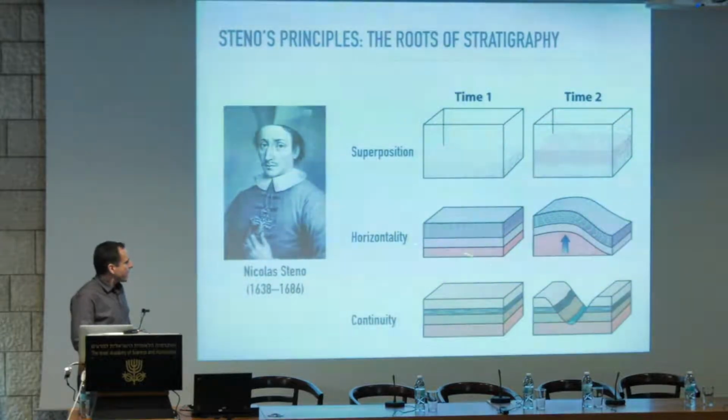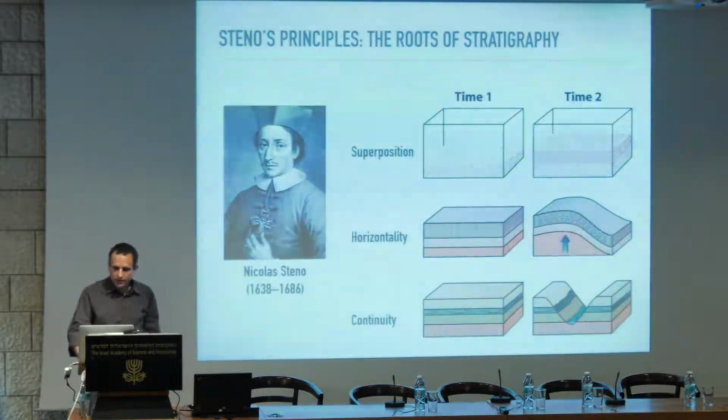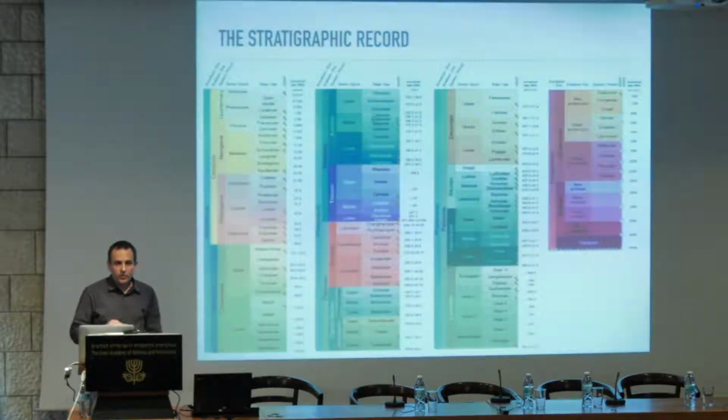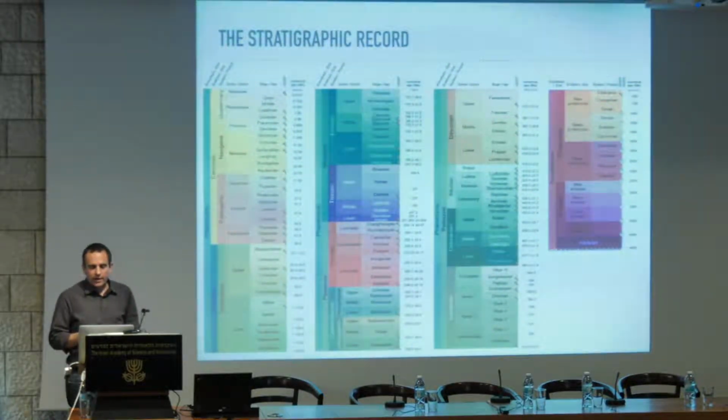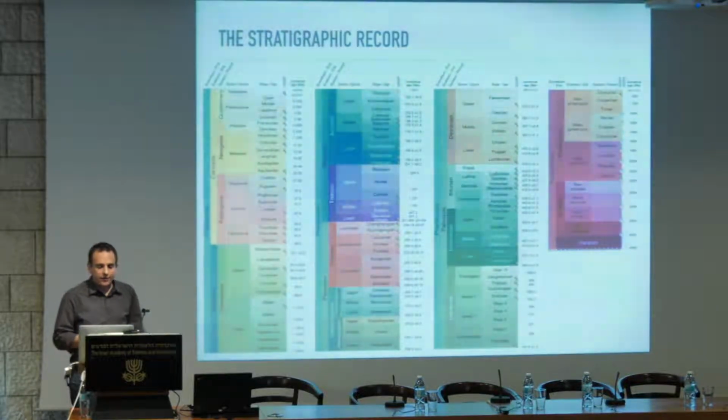And just as an aside, these latter two principles let us infer things about tectonics, about structure, about movements in the earth, and about geomorphological processes, those that alter the surface of the earth, based on our observations of the effects of these processes on layers that were originally horizontal and continuous. But I don't want to go into that. The first principle, superposition, is what gave rise to the stratigraphic record.